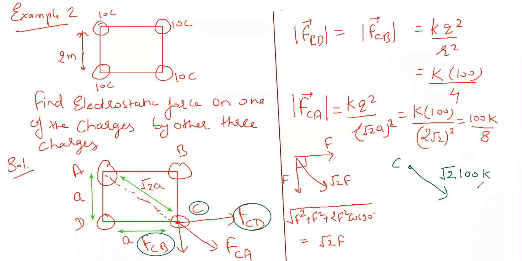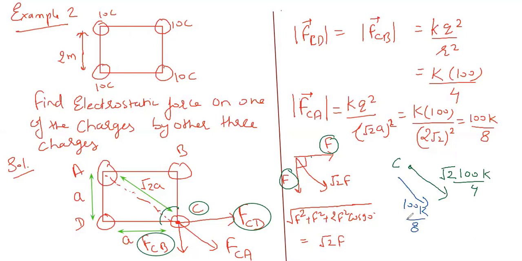And one more thing, it will also bisect, because as we know, if this force and this force are equal, then the resultant will be root 2f, and it will bisect. It is also bisecting because we know the diagonals of the square are also the angle bisectors of the angles. So here we can understand easily that parallel to it, one more force will be there, and the value of this force will be 100k by 8.